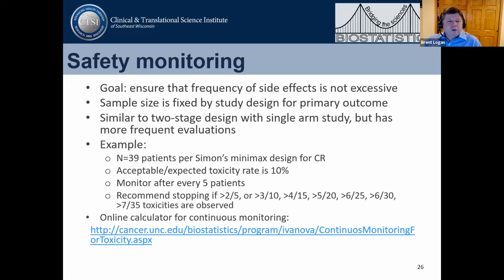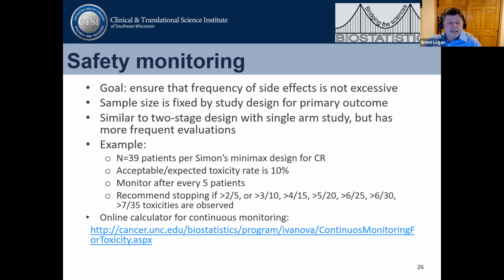Another important thing to do in phase 2 trials is to do some safety monitoring. So here, you've done some look at the safety signal in the phase 1 trial, but it's still pretty early in the development of the treatment. So you often want to be evaluating the treatment for safety and want to ensure that the frequency of the side effects is not excessive. The sample size is pretty much fixed by the study design for the primary efficacy outcome. But you still want to be able to monitor the safety.